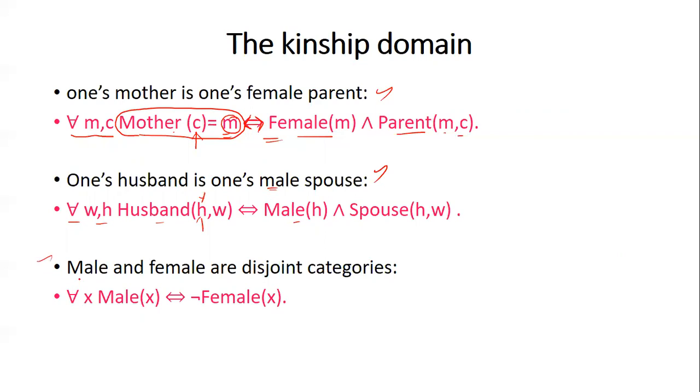Next, say we want to represent that male and female are disjoint categories. That is, if somebody is a male, then they are not female. So for all X, male of X implies not female of X. If X is a male, then it is equivalent to say that X is not female.